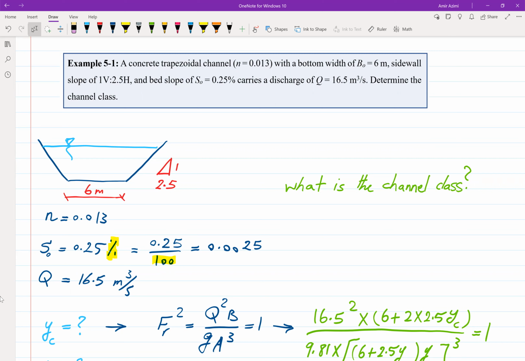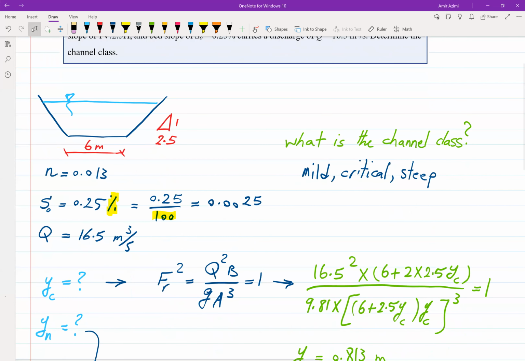So we want to know whether the channel is mild, critical, or steep. We want to know which one of those flow classifications we have in this particular channel. So basically what we need to solve for is the critical depth and normal depth to compare.